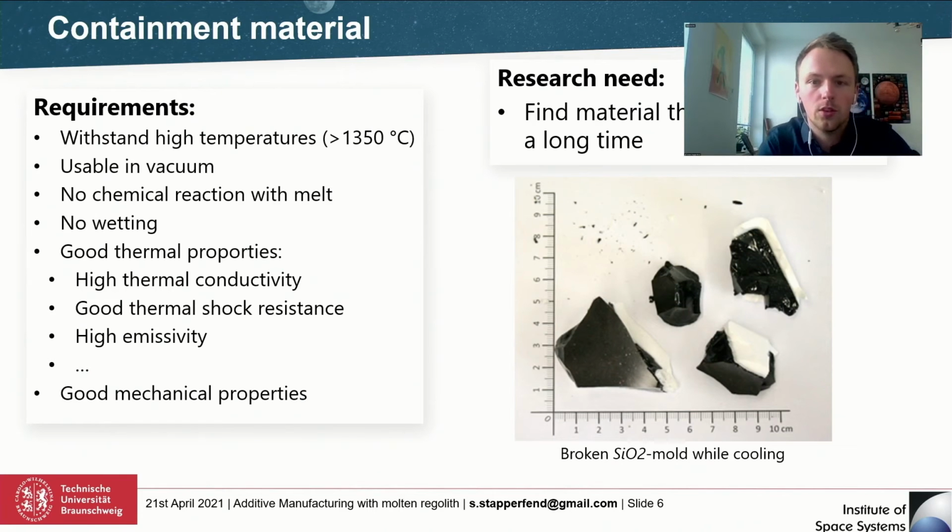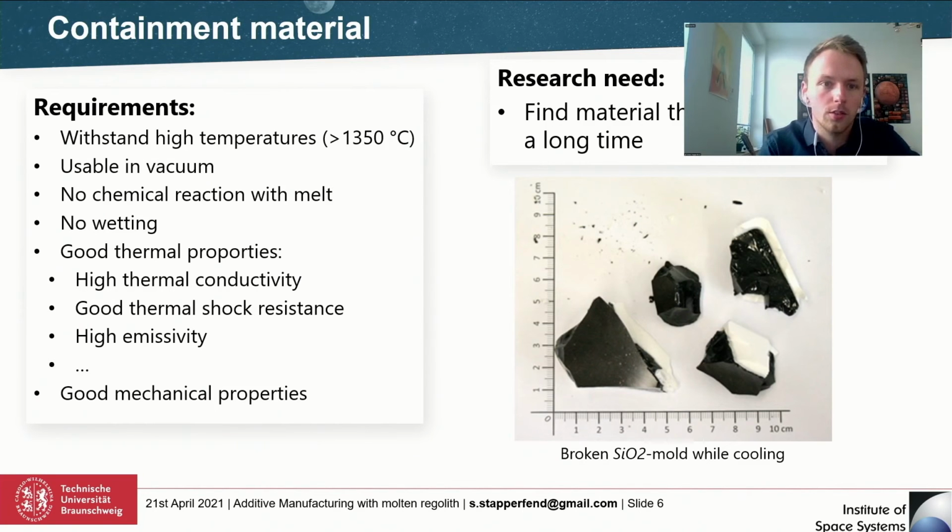So the first research need that we identified is the requirement to withstand high temperatures. We are talking about temperatures higher than 1,350 degrees Celsius, at least for the TUPS-M simulant. If you, for example, use Highland simulant, it can get much higher. So it really depends on the chemical composition of the regolith simulant, and of course also the environment, for example what the pressure is, if you have some kind of gases in there.